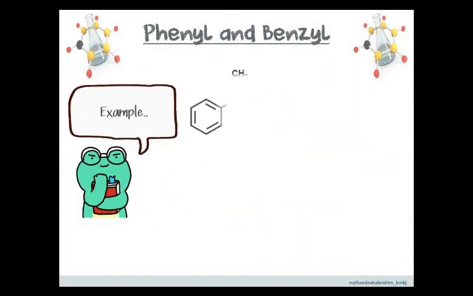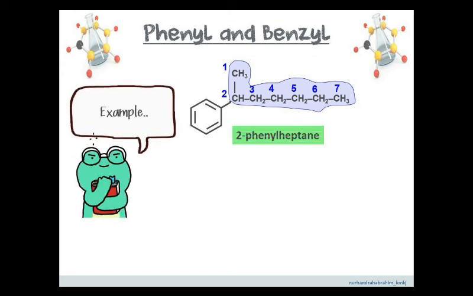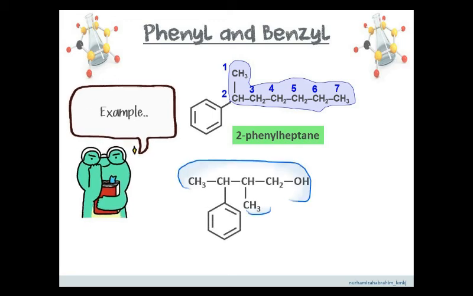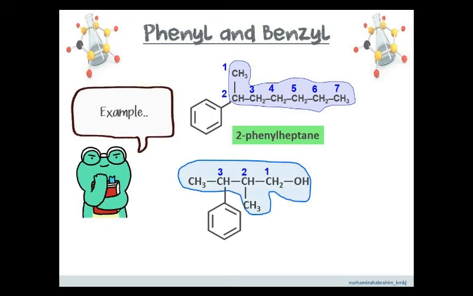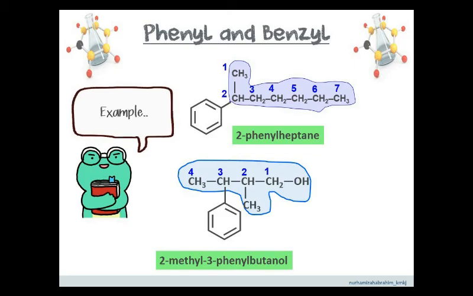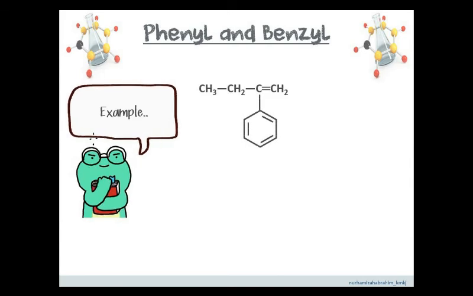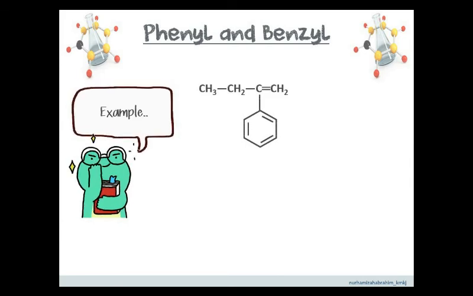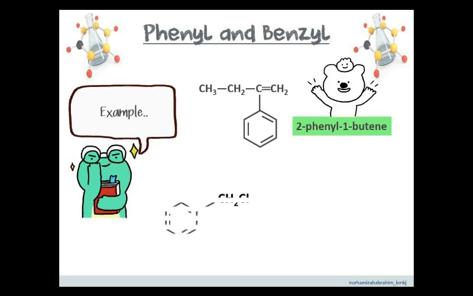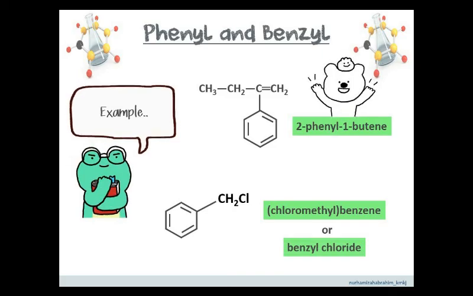Example. When the alkyl substituent is larger than the ring, more than 6 carbons, the benzene will become a substituent, a phenyl-substituted alkane: 2-phenylheptane. In the second structure, if the chain contains an important functional group, the benzene is also considered a phenyl substituent. Thus, it becomes 2-methyl-3-phenylbutanol. Can you guess the correct name for this structure? The last structure is an example of a benzyl group: chloromethylbenzene, or benzyl chloride.